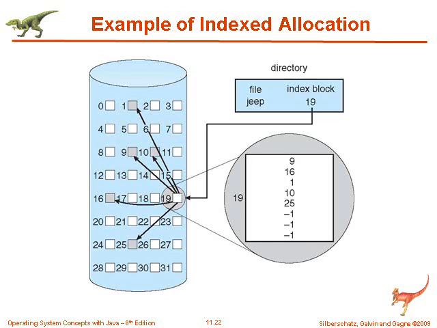The directory entry simply contains a pointer to the index block, which in turn tells us where the data blocks are. In this case, block 19 has pointers to the 5 data blocks, 9, 16, 1, 10, and 25, with additional pointers set to -1 to indicate unused.